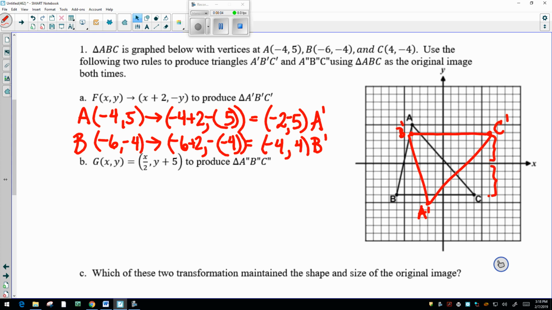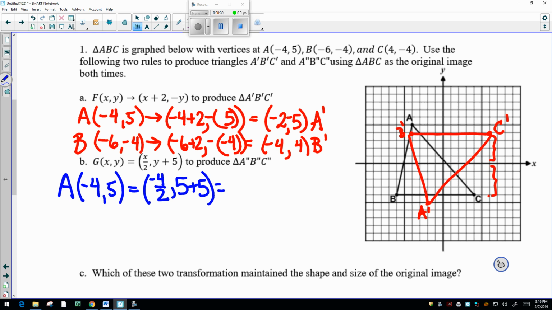Okay, we're going to take a look at letter B. And with letter B, now we have a different idea of what's going on. So it says I'm going to take my x value and cut it in half. And to my y value, I'm going to add 5. So again, starting back with A. So A is starting at -4, 5. It says what I'm going to do is take -4 and cut it in half. And to the y value, which is 5, I'm going to add 5. So half of -4 gets me a -2. 5 + 5 will give me 10. And there's my A double prime. So if we were to graph that out, I would go to the left 2, and I would go up 10, and here's A double prime.